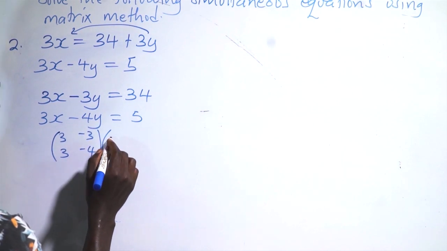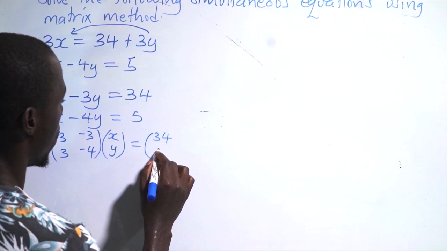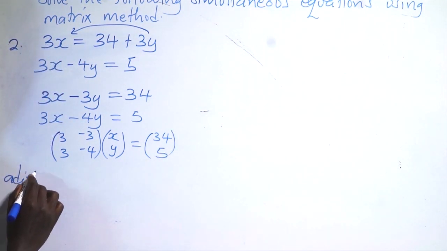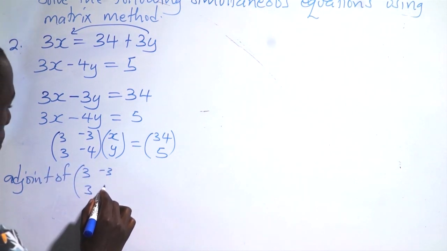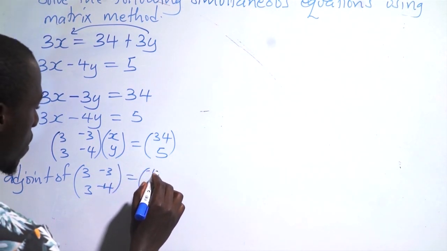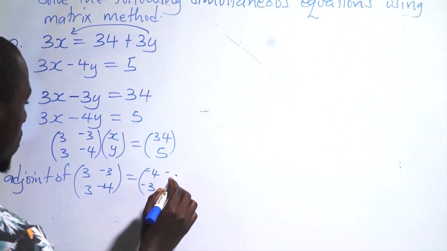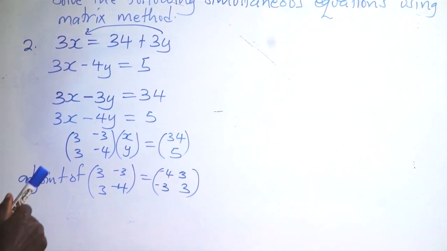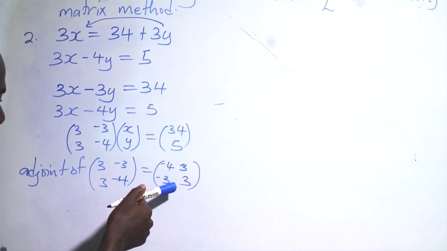Then times the first unknown there is x. Then the second one is y. 34, 5. Then I get the adjoint. Elements in the leading diagonal, they interchange position. Then elements in the minor diagonal, they change the signs. Then I left multiply on both sides of the equation this adjoint.